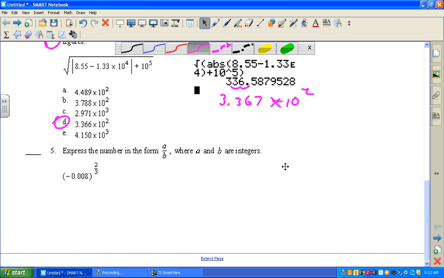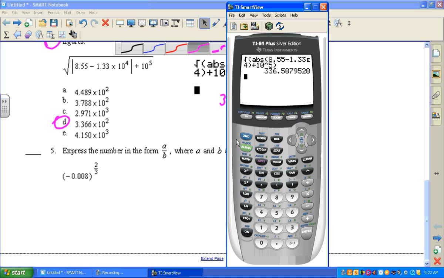Number 5. Sherry, do you know how to type this one in the calculator? Okay. Negative 0.008. You need parentheses, 2 divided by 3, because the whole thing is the exponent.